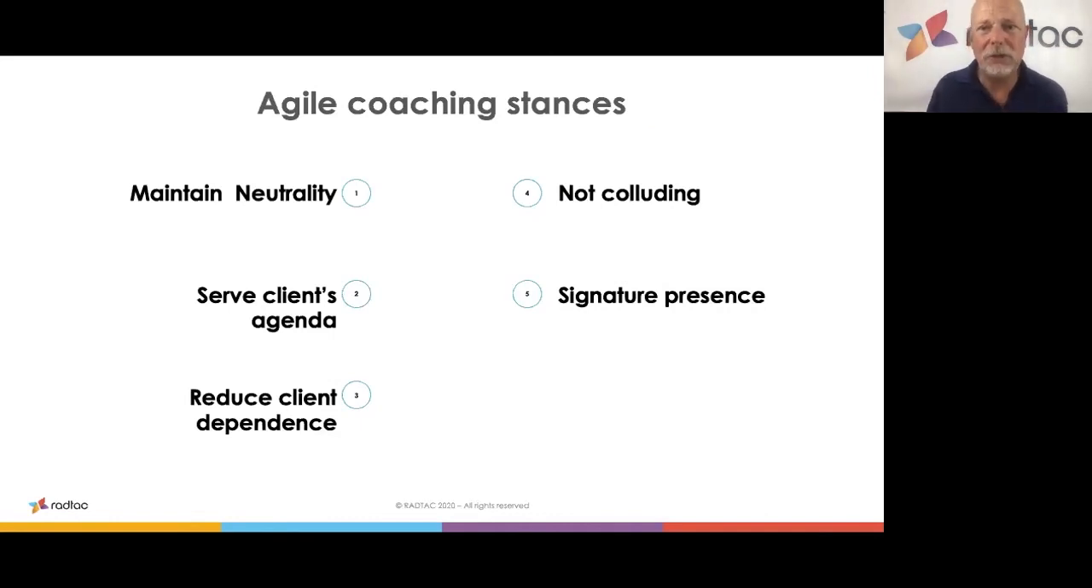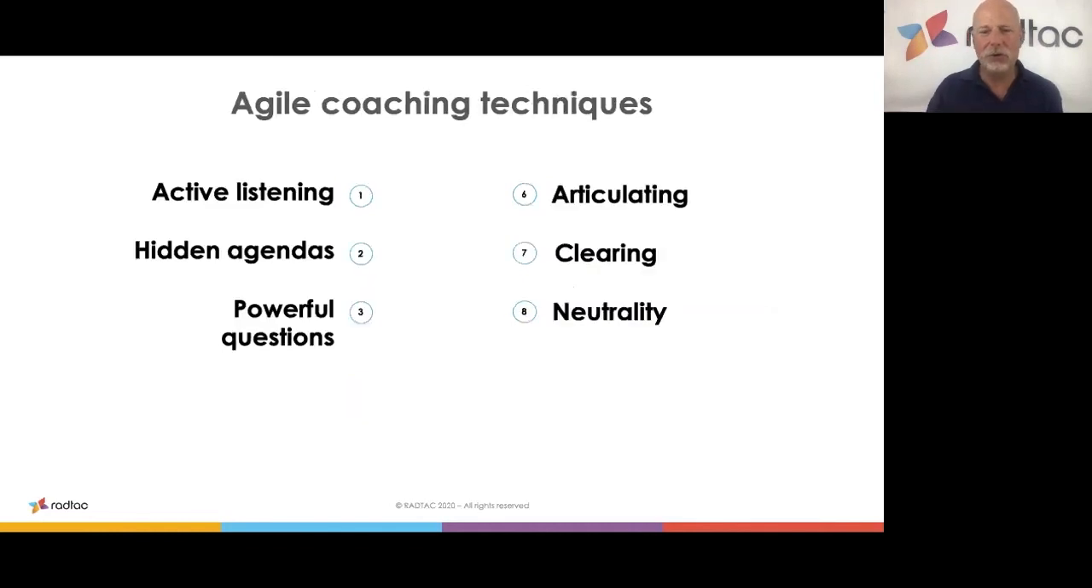Not just colluding with everything. As I say, courage is one of our five values. We need to make sure that we're courageous and we are actually helping the organization change. Signature presence, I mentioned this a little bit earlier, or authentic leadership. Make sure that you're coming across authentically. That's about grounding yourself regularly, as I suggested a bit earlier.